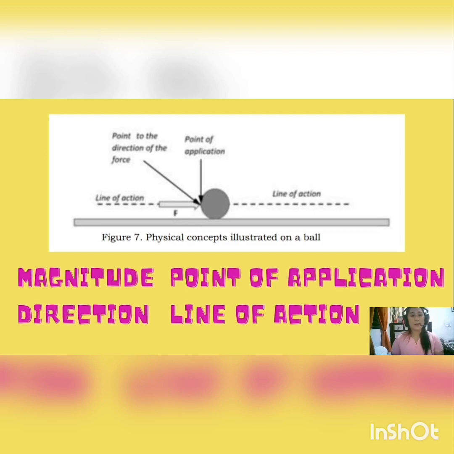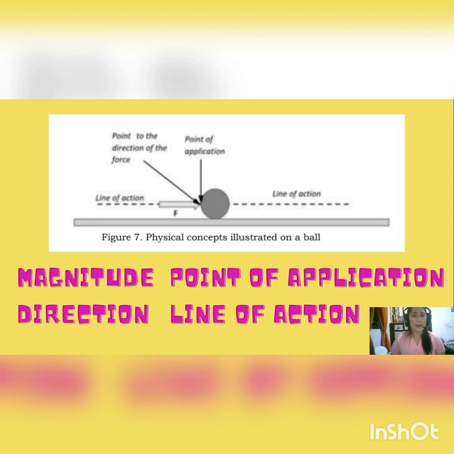In figure 7, we have here the physical concept illustrated on a ball. So, for this, you need to remember these 4 different keywords. The first one is the magnitude, the second one is the direction, the third one is the point of application, and the last one is the line of action.